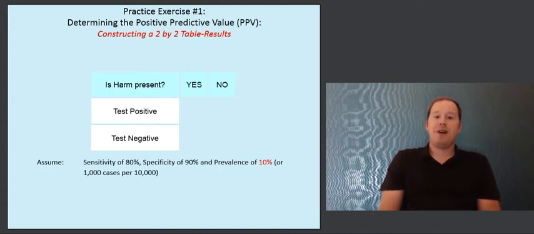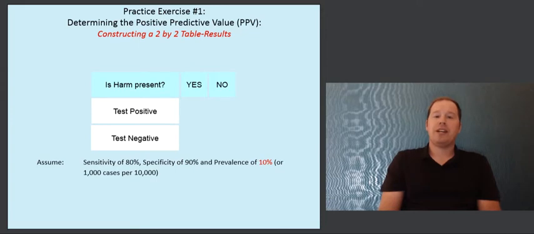So imagine we have the following scenario. We're screening a population of 10,000 individuals, and there's a prevalence of 10% in the population for whatever risk it is we're screening for. In other words, 1,000 of the 10,000 people have the condition. We just don't know which ones. That's why we're screening. Let's also talk about the accuracy of the test we're using. Let's say that the sensitivity of the test is 80% and the specificity 90%. So this is a pretty accurate test.